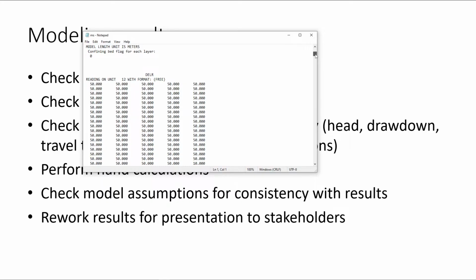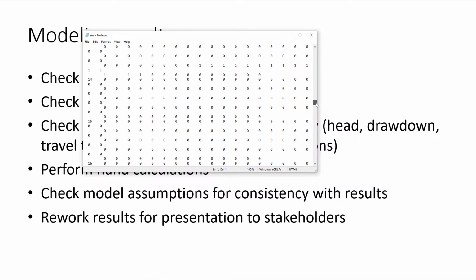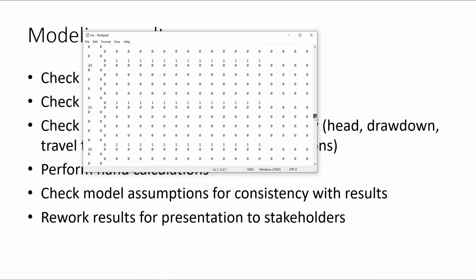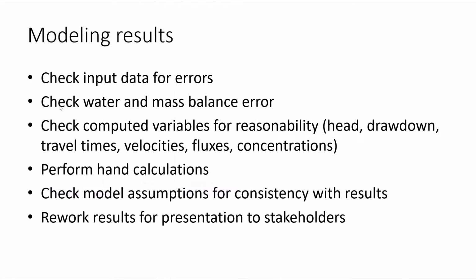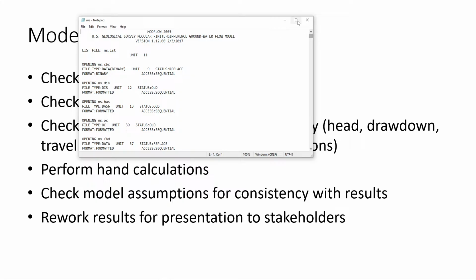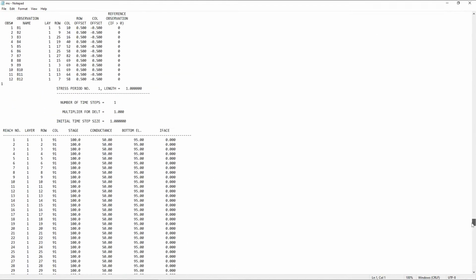Make sure that your input data does not have errors. So just scan through this and make sure that you don't have any errors in your input data. Next, water and mass balance error. The model will run and then you will get a mass balance. Let me show you an example of the mass balance.